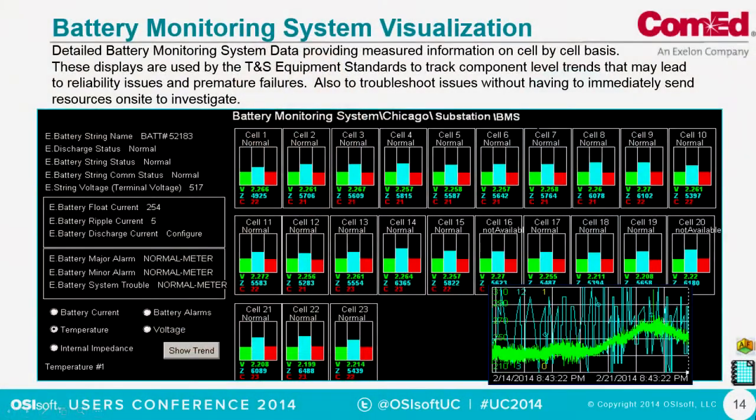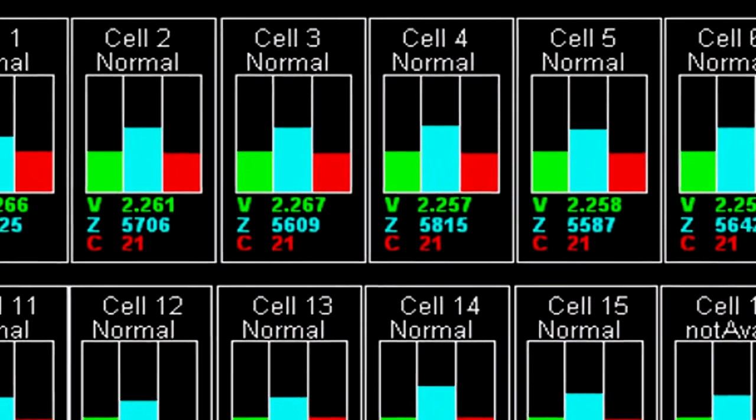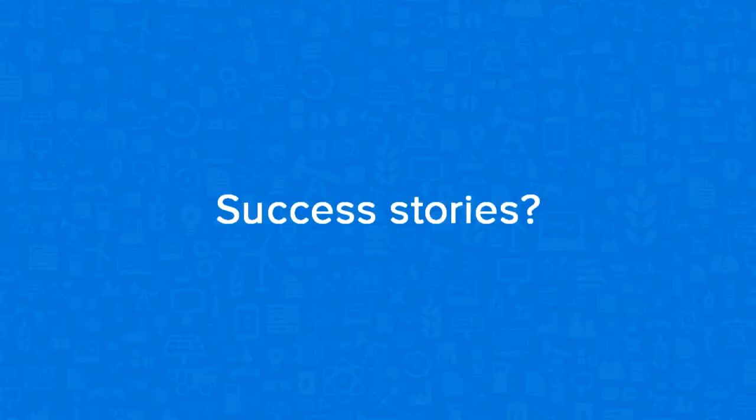Here's another nice visual that represents our battery monitoring system. We're looking at the voltage of that cell, we're looking at the impedance of that cell, and we're also looking at the current.